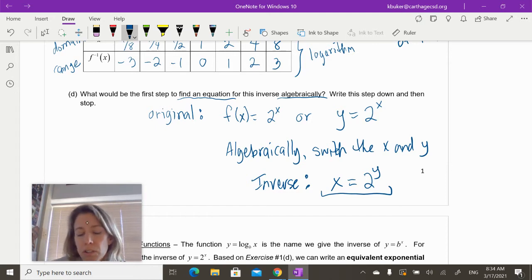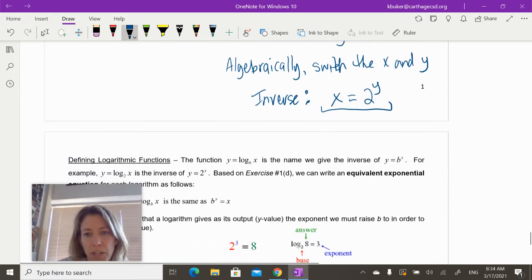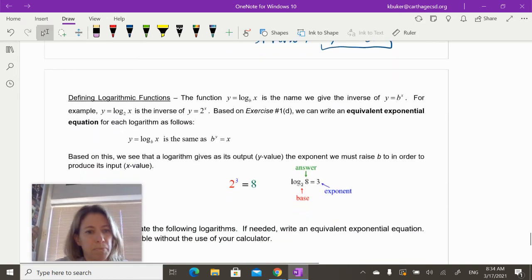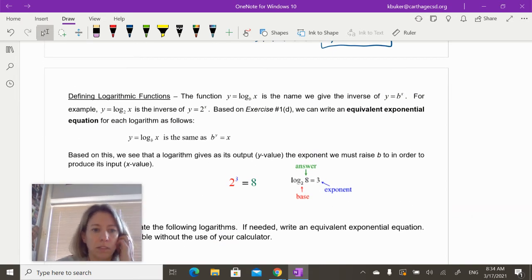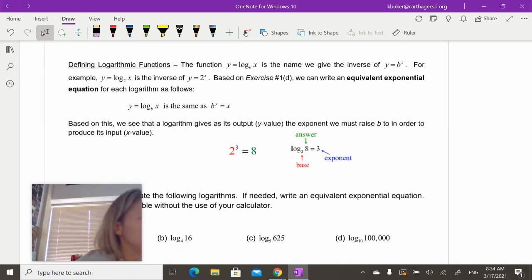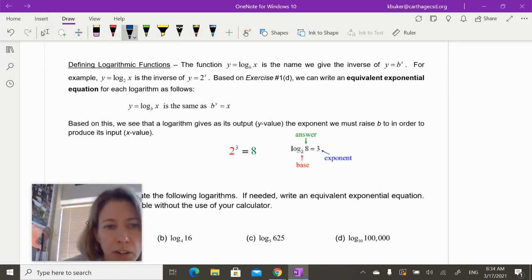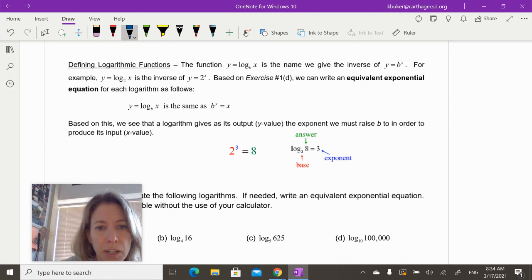Now, in order to solve for an exponent, we usually like our equations in y equals form. So to write this inverse solving for y, that's when we're going to have to change it into log form. Any exponential can be changed into log form. So on the next page, we're going to be changing our exponential of y equals 2 to the x into log form. This is where they introduce defining logarithmic functions.